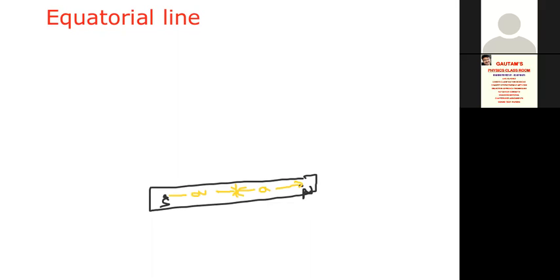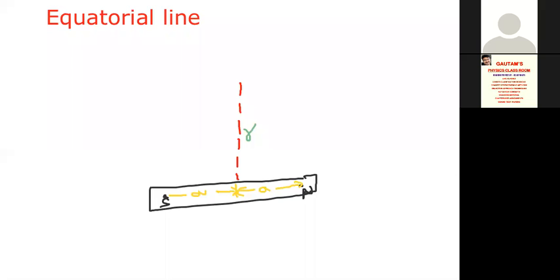Now what is my target, beta? The equatorial line. The equatorial line means the line passing through the center of the magnet and perpendicular to the magnetic length. This line is called the equatorial line. Let me take the distance from here to here as r.